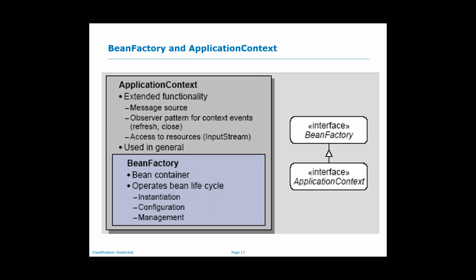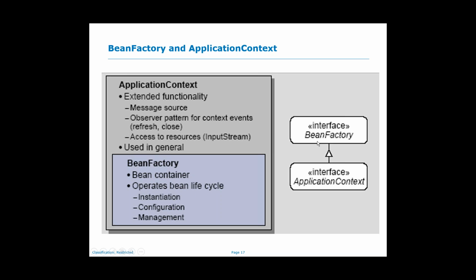Bean Factory and then the application context. These are the two objects provided by the Spring framework to get a reference to your beans. First is the Bean Factory interface. It operates the bean lifecycle: instantiation, configuration, and management.